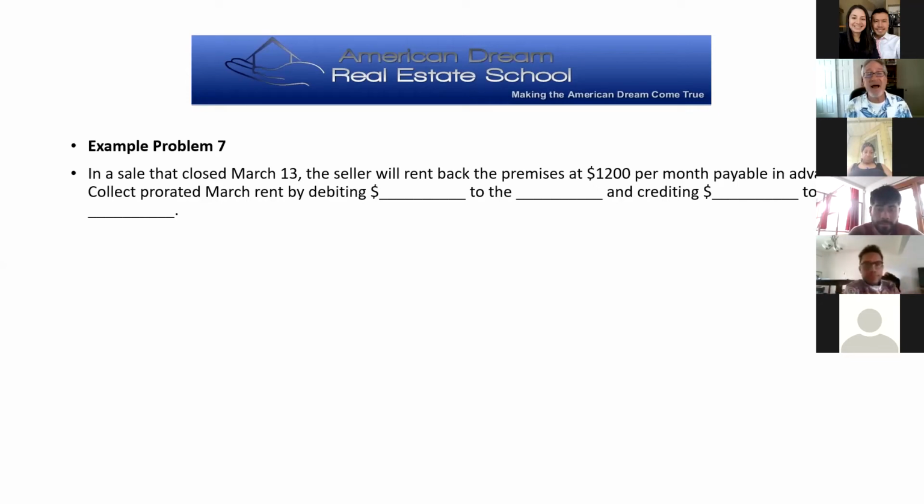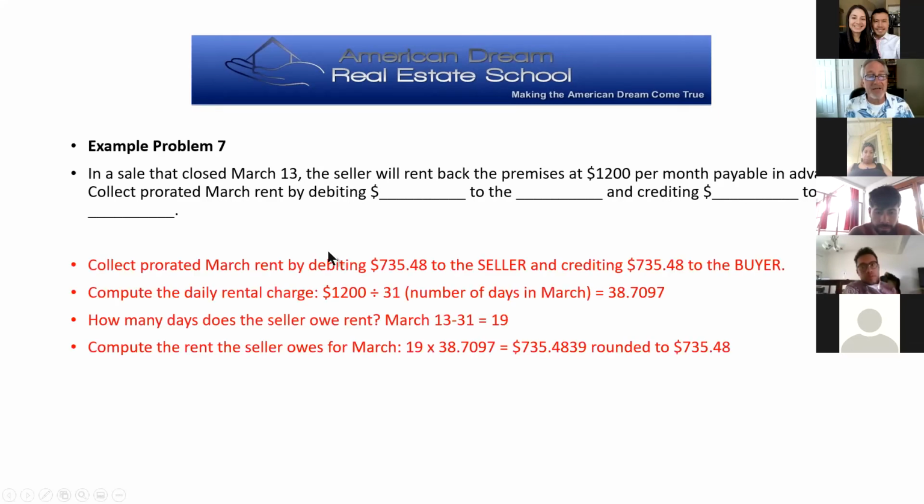Now we got to figure out how we calculate this. So now we understand why, now we got to calculate. Here's how we calculate. We take prorated March rent. We take $1,200 divided by 31, the days in March, to get our daily rate.